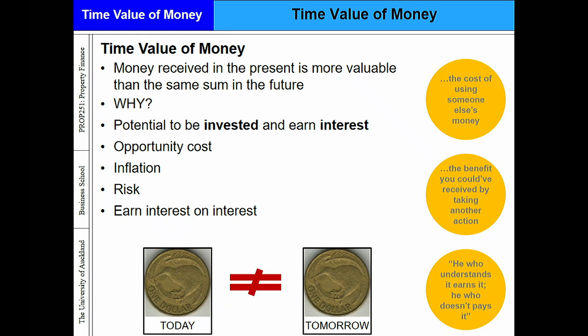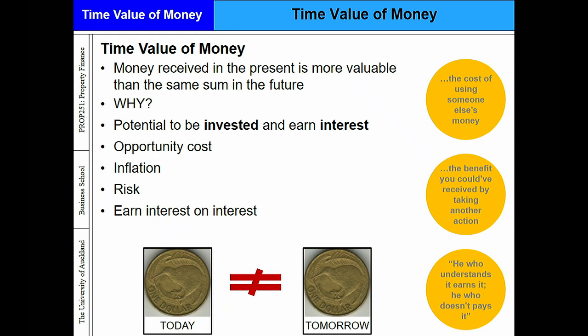Why is it that money today is more valuable than money tomorrow? The reason is very simple. Because money has the potential to work for you. You don't really need to do much. It works for you even when you're sleeping. It has the potential to be invested, and while it's invested, it has the potential to earn interest. This is why money has time value.